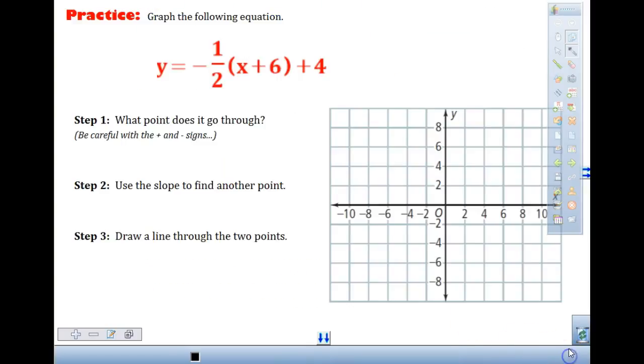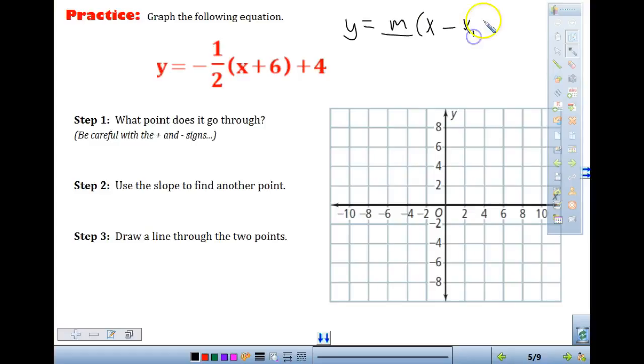All right, so now you're going to go down to this next one. First thing you're looking at, what point does it go through? Be really careful with that general equation, right? The general equation was y equals m times x minus x1, plus y1. So what is our ordered pair that we are looking at? Our x should be -6, and our y should be 4.